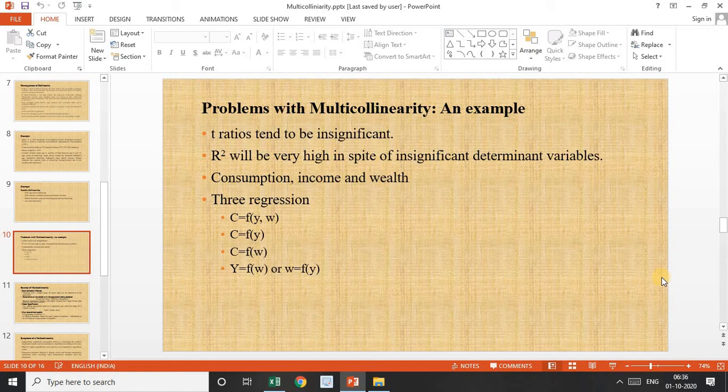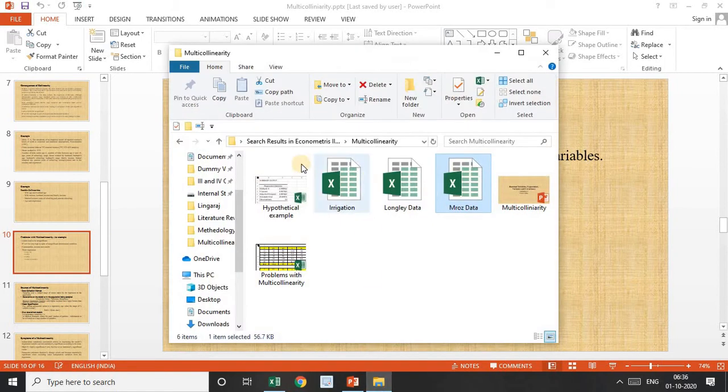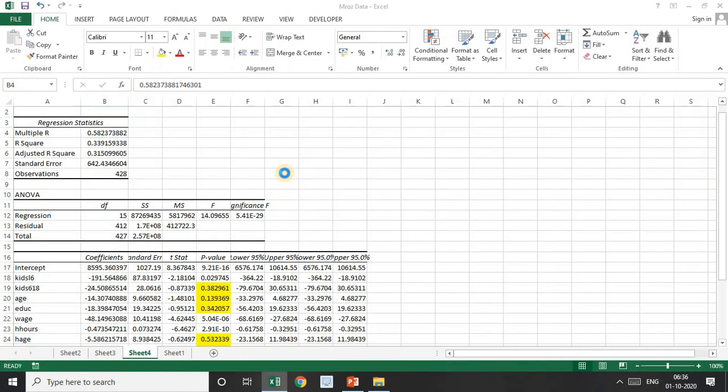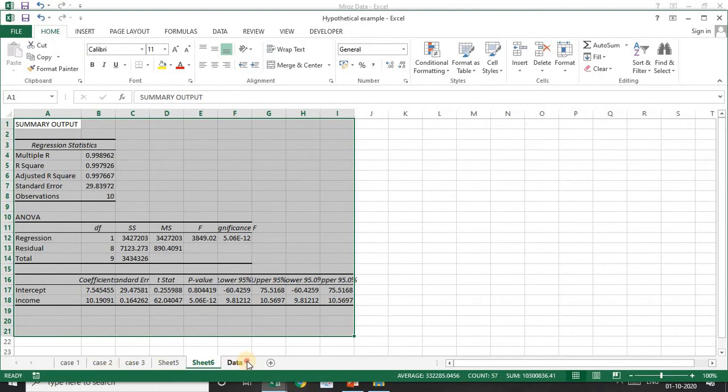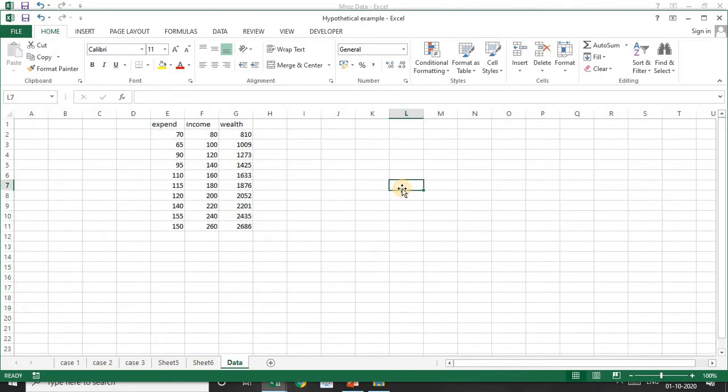If all the t ratios are significant, then only the R square should be very high. But in the case of multicollinearity, even though the t ratios or t stats are insignificant, the R square will show very high. So for showing that, let me take an example. Let me take a hypothetical example.